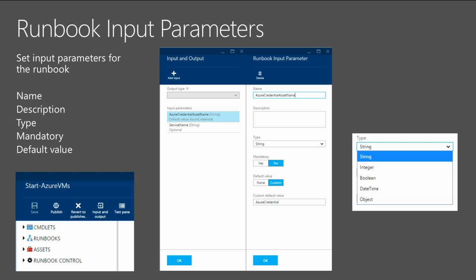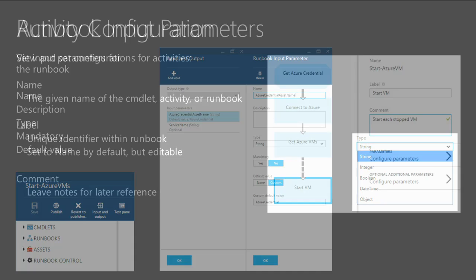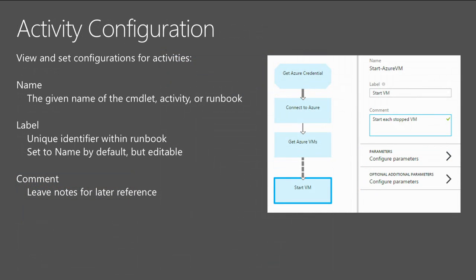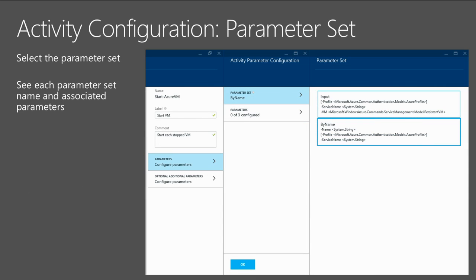You can set whether they're mandatory or not. And you can set default values on them. All very standard PowerShell type expectations, but in a graphical type setting. And then you can configure your activities. You select an activity. You get standard configurations. You can set a label to any name you want within the system so that it looks nice to you. We tell you what the core commandlet was that it began with. Then you can start configuring parameters.